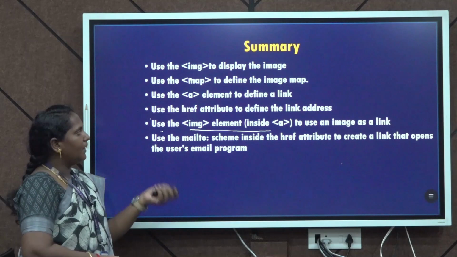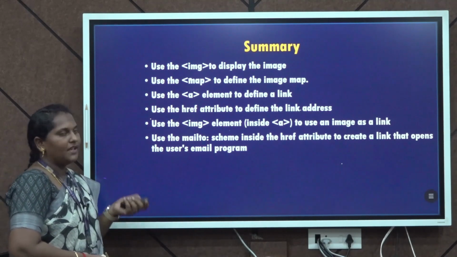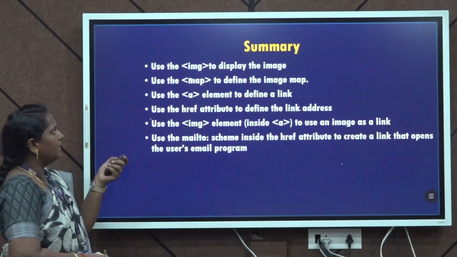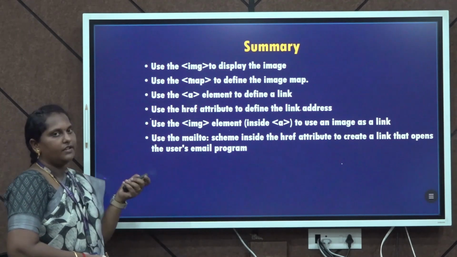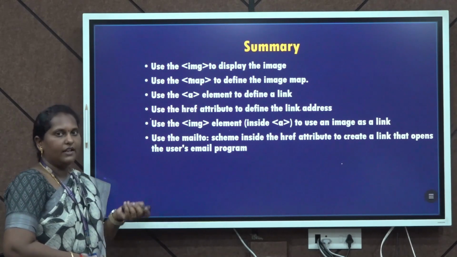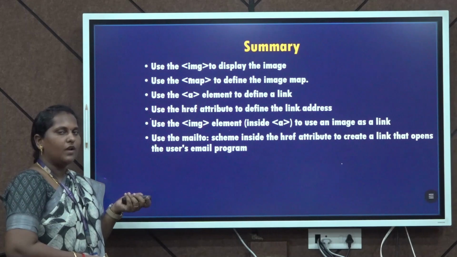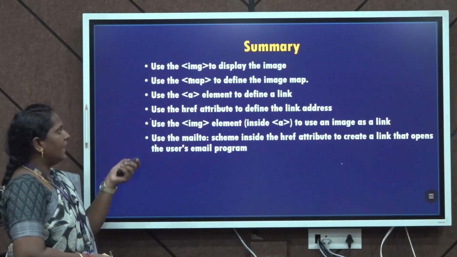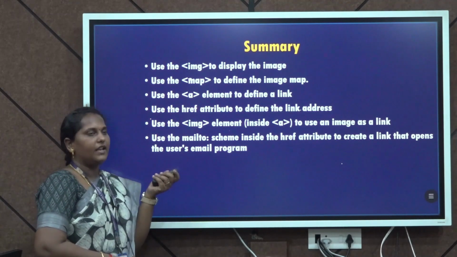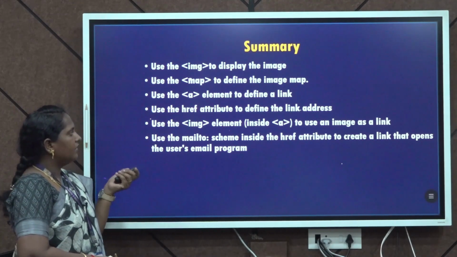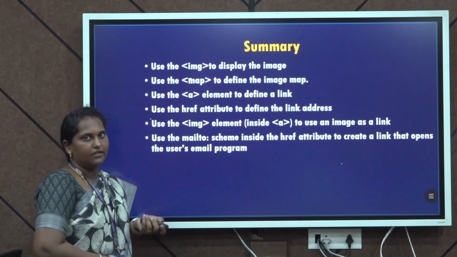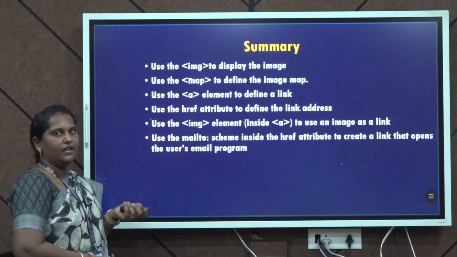Finally, this is the summary. First one is the image tag. To display an image on the web page, we should use the image tag. And to define an image map, we can use the map tag. To define a link to navigate from one page to another page, we can use the anchor tag. Inside the anchor tag, we should mention the href attribute, and then the mailto concept, and then image as a link. So, these are the topics we covered in today's session.